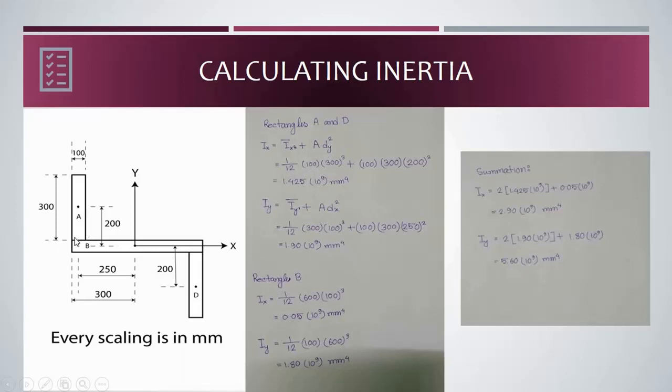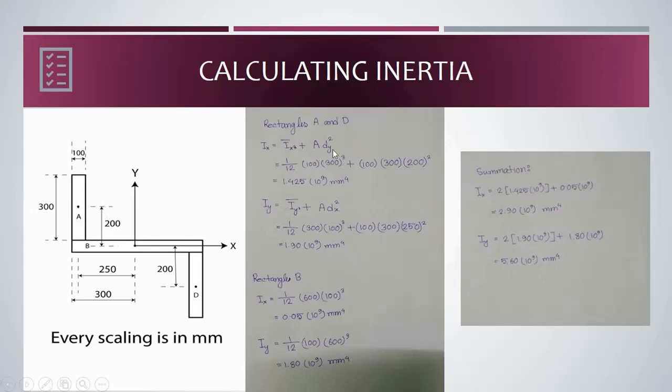Here, according to the x-axis, this is the base of this rectangle. So the base is 100, and b is the base and h is the height. The height here is 300. So I have put 300 cube, plus the area. The area of a rectangle is width multiplied by height, so width is 100 and height is 300.